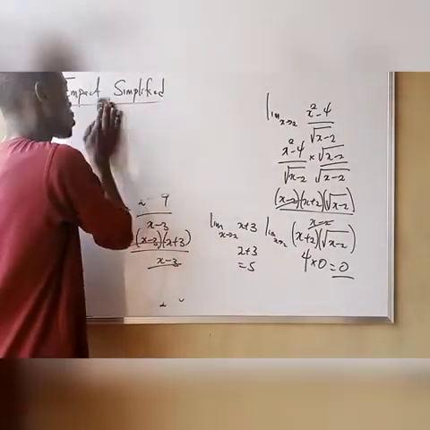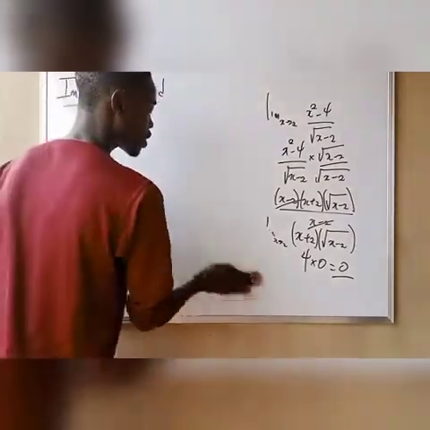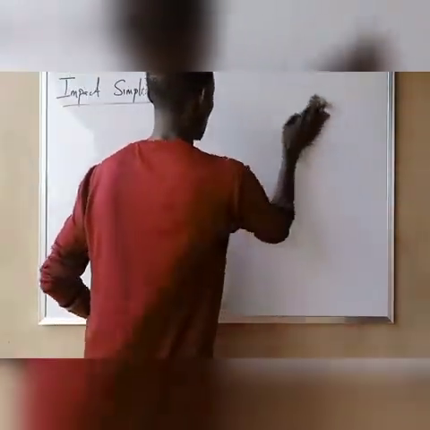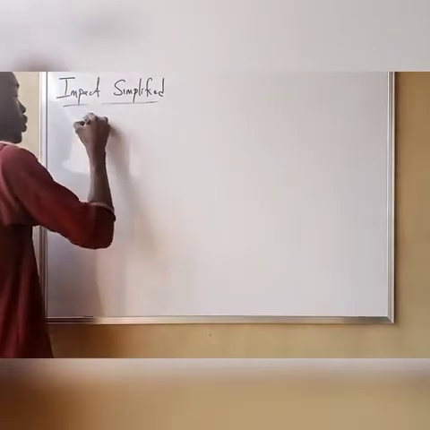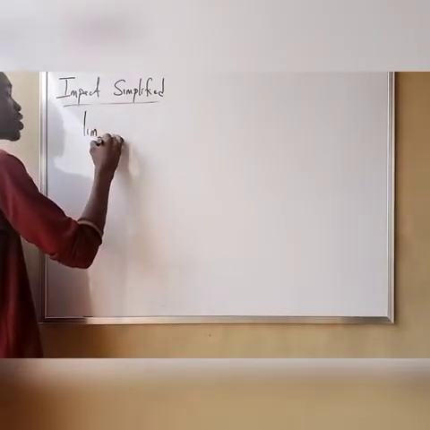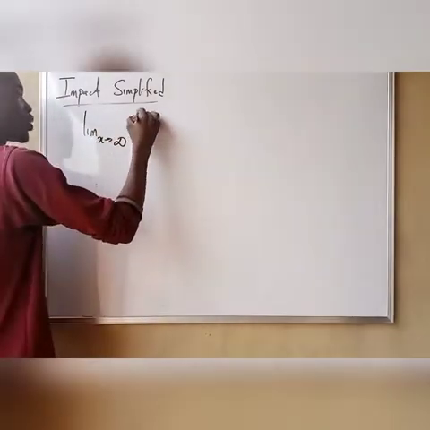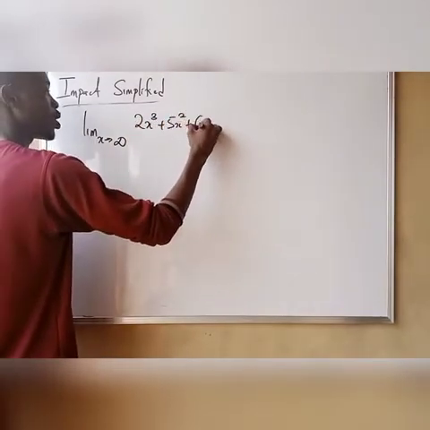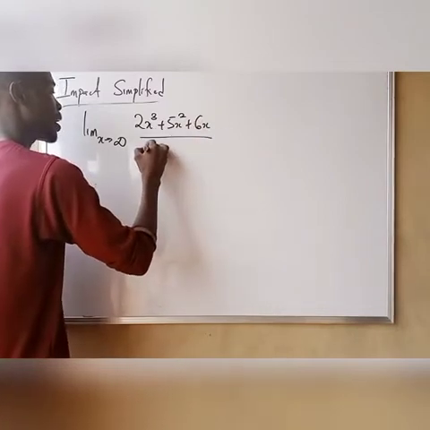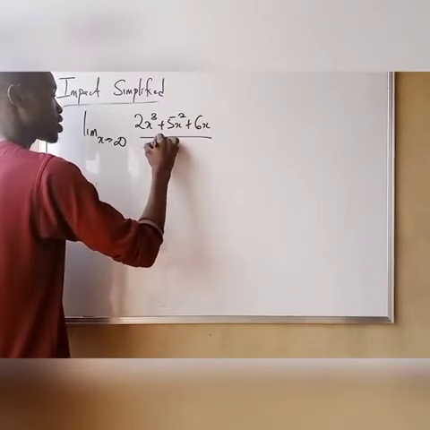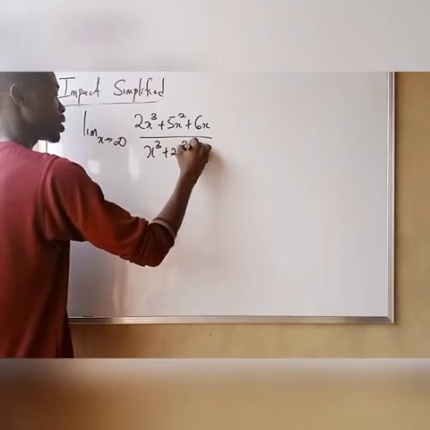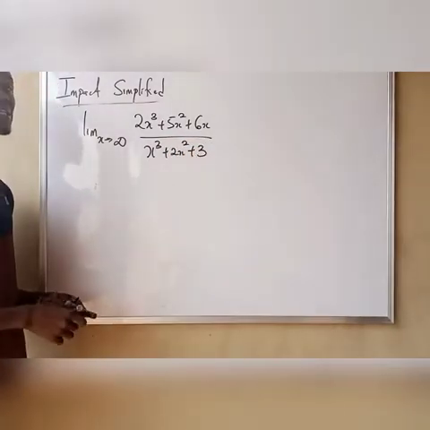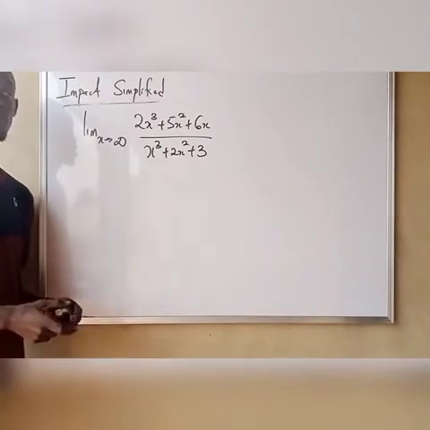Now let's look at 2 more questions under this. There is a question that we term as horizontal asymptotes, and that is when we have something like this. They say limit x tending to infinity of 2x cubed plus 5x squared plus 6x divided by x cubed plus 2x squared plus 3. Let's assume we are having this question and they are asking us to limit our x to infinity.